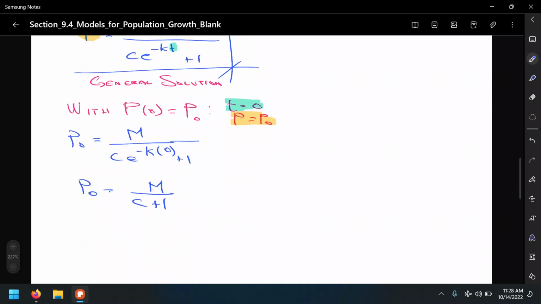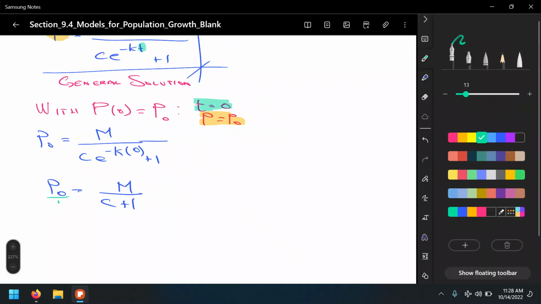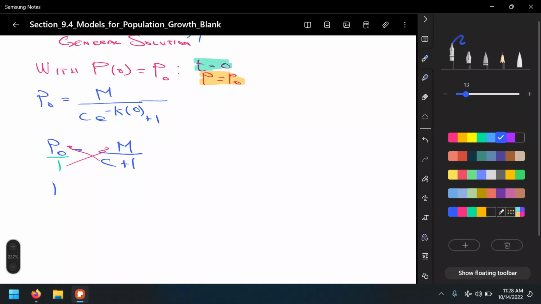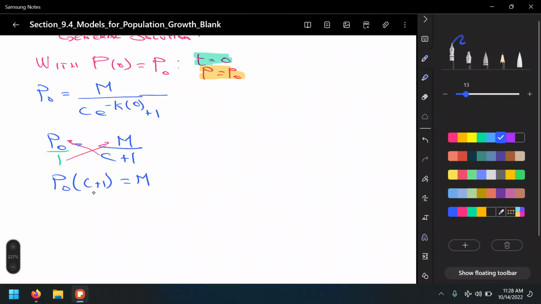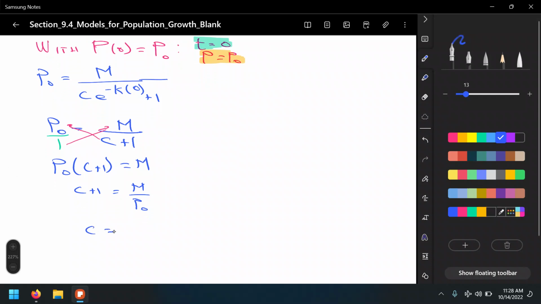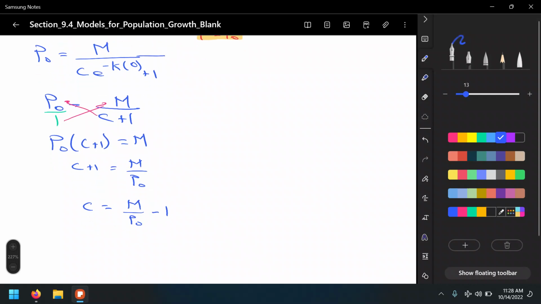So we need to solve this rational equation for C, because notice how C in this case is in the denominator, so you might want to think of this P initial as P initial over 1 and try to solve this for C by cross multiplication. That's going to be P initial times (C plus 1) equals M. Dividing both sides by P initial, that's C plus 1 equals M over P initial, and just subtract 1 from both sides. So that's going to be C equals M over P initial minus 1. Yes? Why isn't C plus 1 just C?